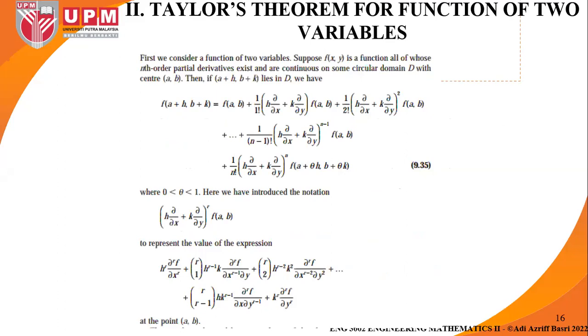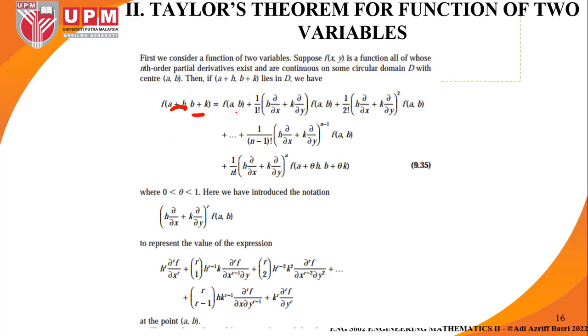Okay. So first of all, we consider a function with two variables. For example, we have f(x, y) here. It is a function whose partial derivatives up to the nth order exist and are continuous on the domain D, which is centered at (a, b). So for example, we have f(a plus h, b plus k).